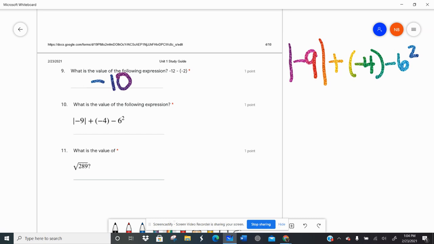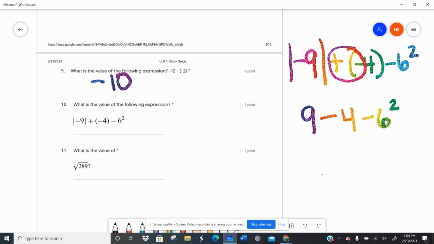So we're going to solve our grouping symbols first. I'm going to solve that absolute value. The absolute value of -9 is +9. -9 is 9 spaces from 0. Plus -4, I'm going to simplify that. When I add a negative, I'm really subtracting.